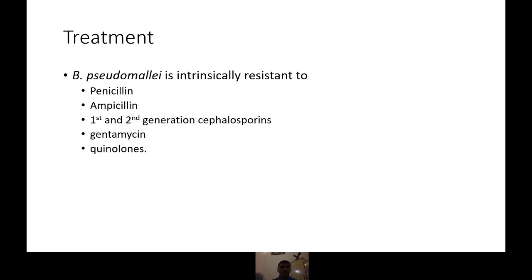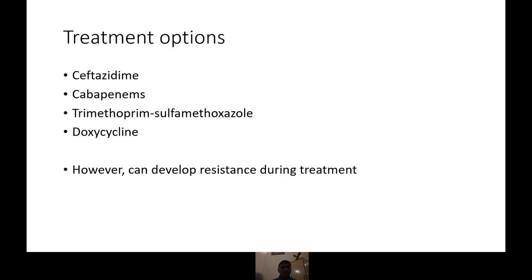So as you can see, if we do not identify this bacteria quickly, the patient might die, because the bacteria can grow despite giving broad spectrum antibiotics. So these are the usual treatment options. We can give ceftazidime, just like Pseudomonas, you can give ceftazidime. Carbapenems, that is meropenem, imipenem, those are good. Cotrim is a good antibiotic. Doxycycline again may not be very useful in a septic situation, but in chronic situations you can give doxycycline.